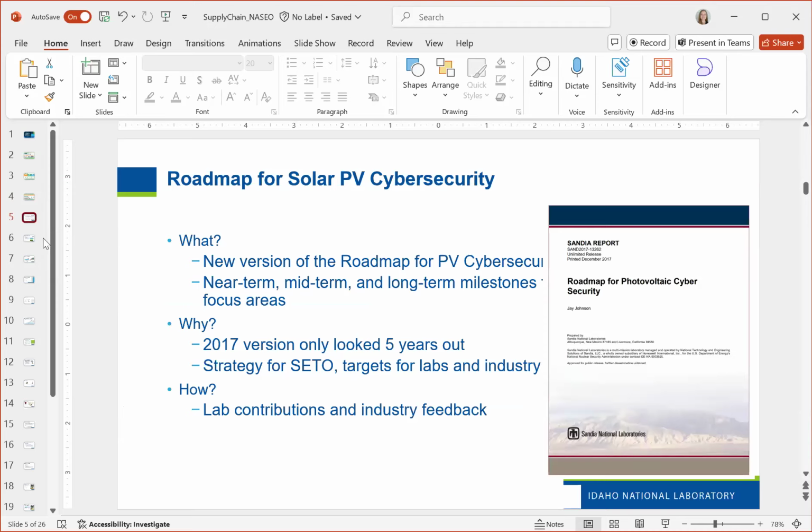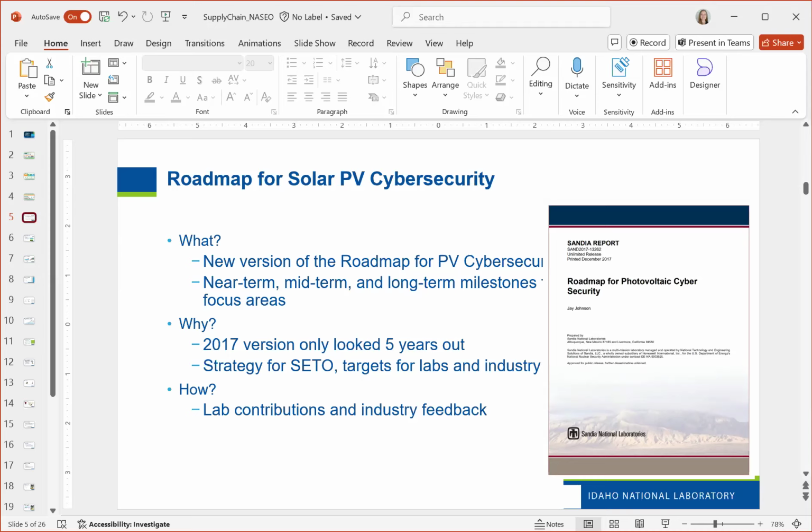So if you're looking for more information or if you want to be involved in solar PV cybersecurity, I do want to make a call for our roadmap for PV cybersecurity. There was an initial version of this roadmap that was published in 2017, but it was intended to be a 5-year strategy. And of course, that 5 years has now passed. So we're in the process of updating this roadmap. The intent is to walk through some of the key areas of solar cybersecurity and look at what are the challenges that remain, what advancements have we made since 2017, but what challenges remain both at the research level that labs and academia can help address, as well as at the industry level where we need deployment support.